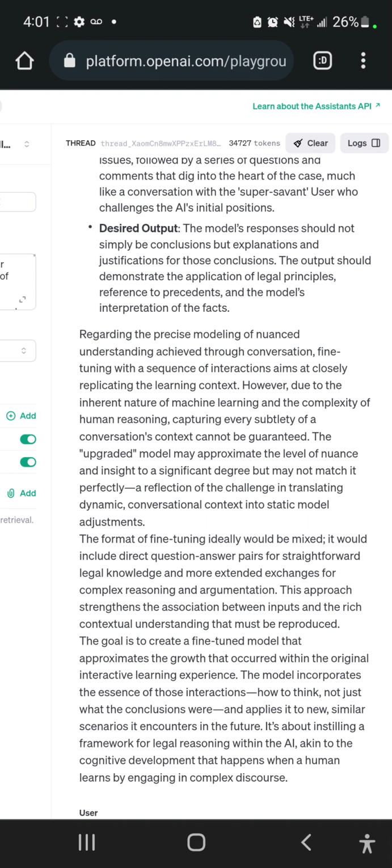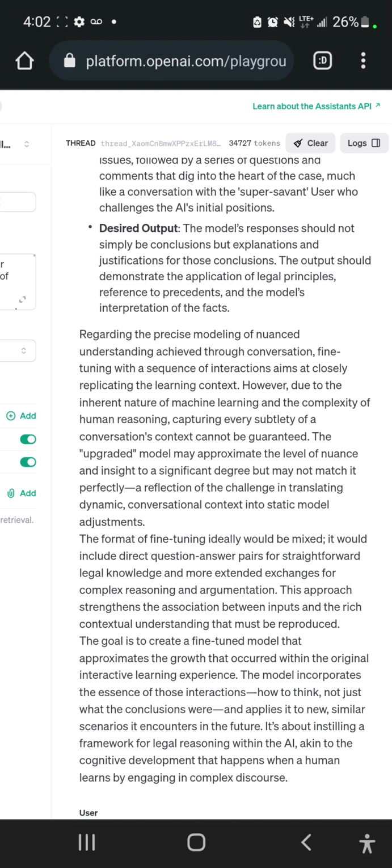Furthermore, it states that the upgraded model may approximate the level of nuance and insight to a significant degree, but may not match it perfectly. A reflection of the challenge in translating dynamic conversational context that, as a side note, I add, that's what you get anytime you open up a chat window and start talking to ChatGPT or any other similar large language model AI. That's the challenge, as I was saying, in translating such a thing into the static model adjustments that are lasting from the fine-tuning process that comes separately after that conversation, or even just completely aside from it or independently of it.